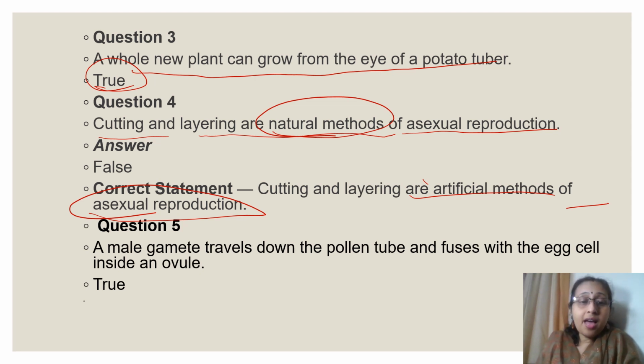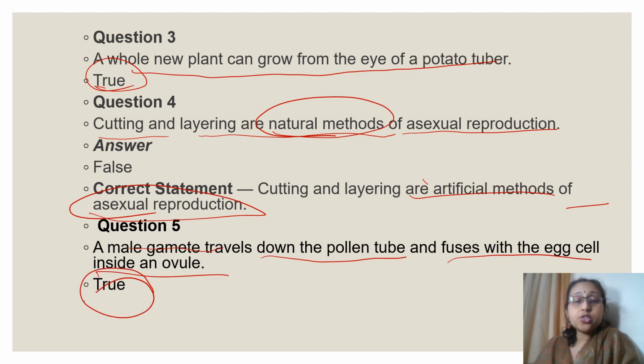The male gamete travels down the pollen tube and fuses with the egg cell inside an ovule. Okay, so that is true. It is moving down the pollen tube through the style and fuses with the egg cell inside the ovule only. So this all are true.